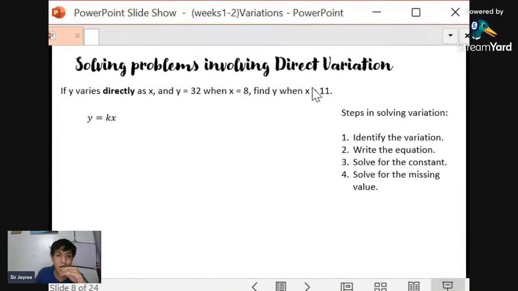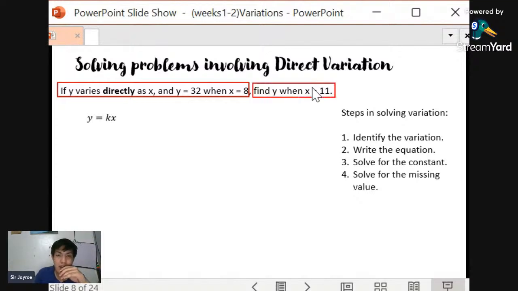So let's write first the equation. y is equal to kx because y varies directly as x. This is the first statement and this is the second statement. Did you see where it separates? It separates at the word find. Find y when x is equal to 11. That will be the second statement. The first statement is the part wherein you are trying to look for the constant. The second statement starts at find y when x is equal to 11.